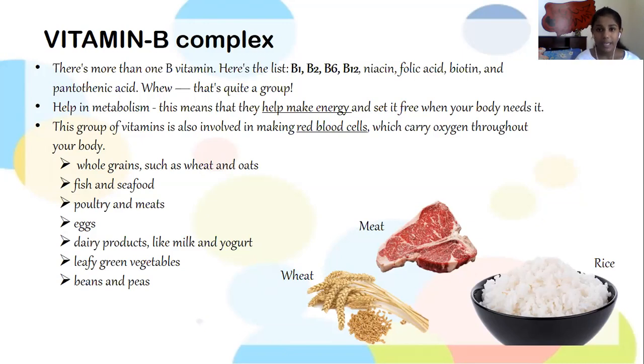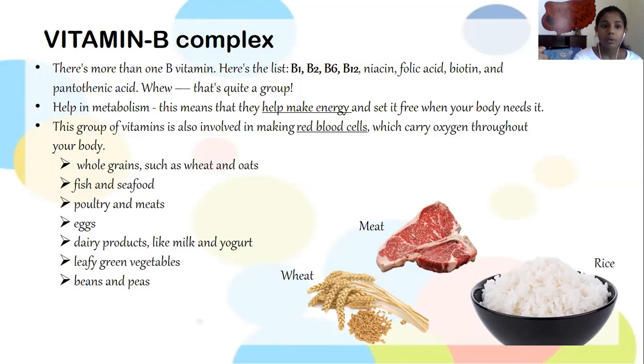We need oxygen for respiration, we need it for producing energy, and this oxygen needs to be taken to all parts of the body. We need it in our brain, we need it in our heart, so that we can live. And these red blood cells have a respiratory pigment called hemoglobin, and this hemoglobin carries oxygen throughout the body. Hence, these red blood cells are very important, right? Now, vitamin B complex helps in making those red blood cells. So you know how important vitamin B complex is.